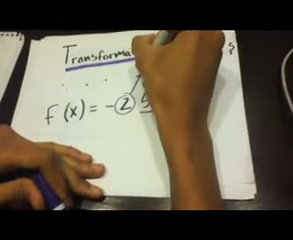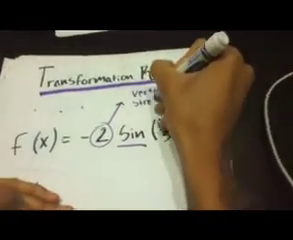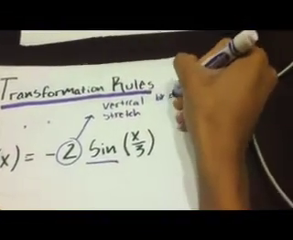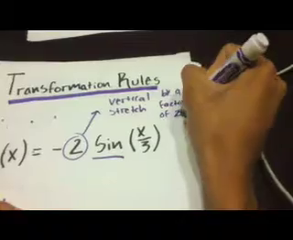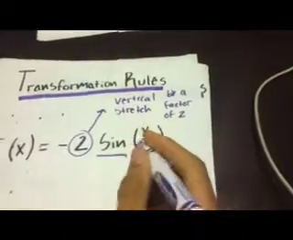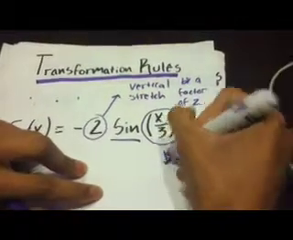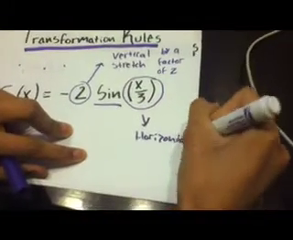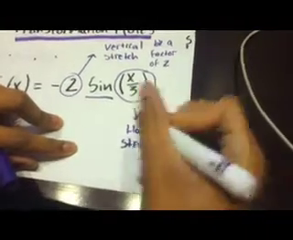In this case, when you see this 2 right here, you know that there's a vertical stretch, and it's by a factor of 2. Okay? And now if you look back here, you know that it's a horizontal stretch by a factor of 3.